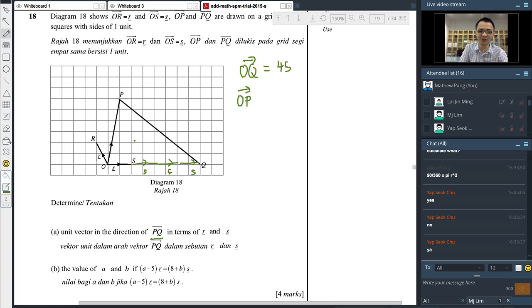So before I solve this one, I will do something very interesting. I will try to find S and R first. S itself is basically equal to 2, 0, because I move 2 units to that side. R itself is basically equal to -1, 2. You move to the left 1 and move up 2 units. Okay, so if I have S and R, I try to substitute into here. So this one, OP is 1, 6. Now I'm trying to get 1, 6 from here.